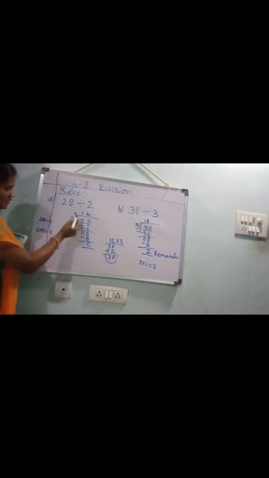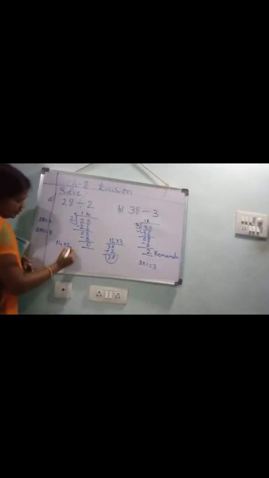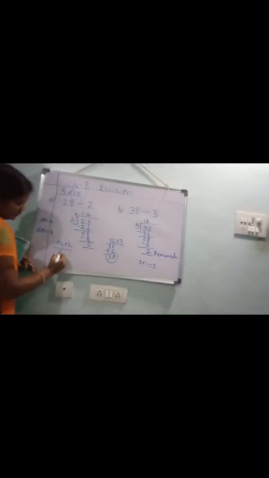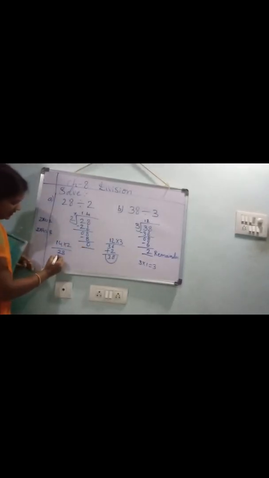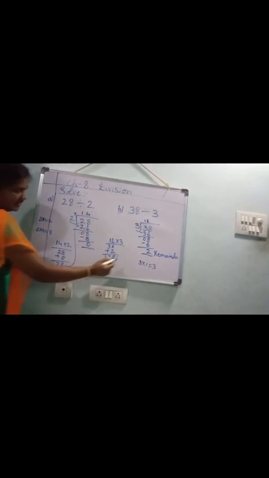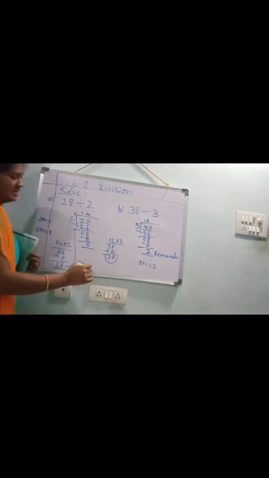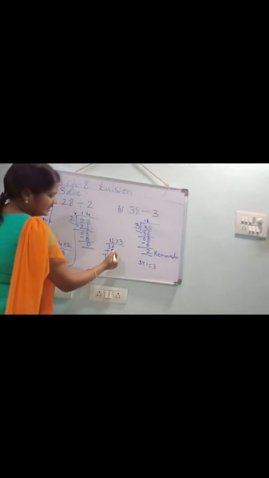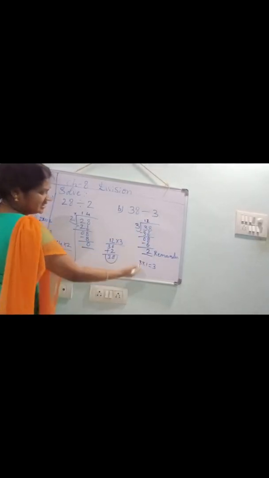See, here 14 into 2, 28. Remainder 0. 28 only. Question, yes. Did it come or not? Here a remainder is there. That's why you added the remainder here. Understood, children? See, 36 plus 2, 38. Yes or no?